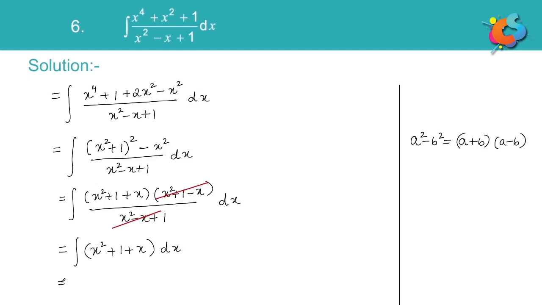Now we can apply the standard formulae of integration, the integration of x^n here. We know that the integration of x^2 is x^3/3, plus the integration of the constant is x, plus the integration of x is x^2/2, and we'll write plus c as the constant of integration.